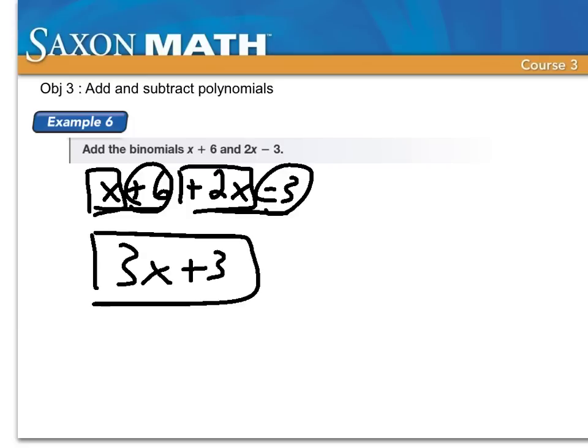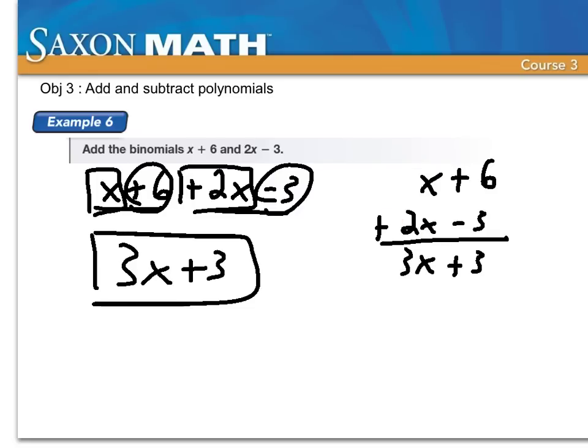So that's it. Okay? Now I could also arrange these differently. I could add them like this as well. x plus 6, plus 2x minus 3, and add them in columns. Well, positive 6 plus negative 3, that is positive 3. And x plus 2x is 3x. So again, we can add those either way. I prefer this method for you guys since that's what we've learned before. But if you like to add things in columns, you can do that. Again, 6 plus negative 3 is positive 3, and x plus 2x is 3x.